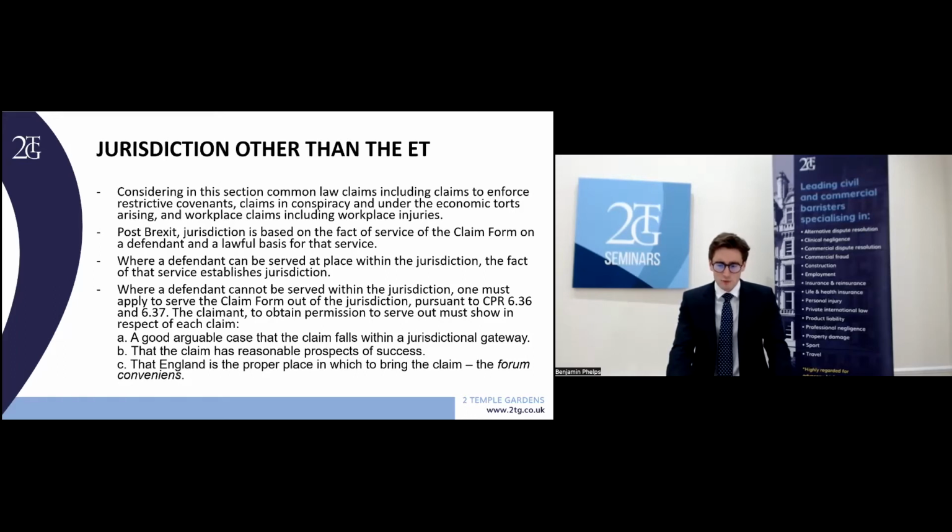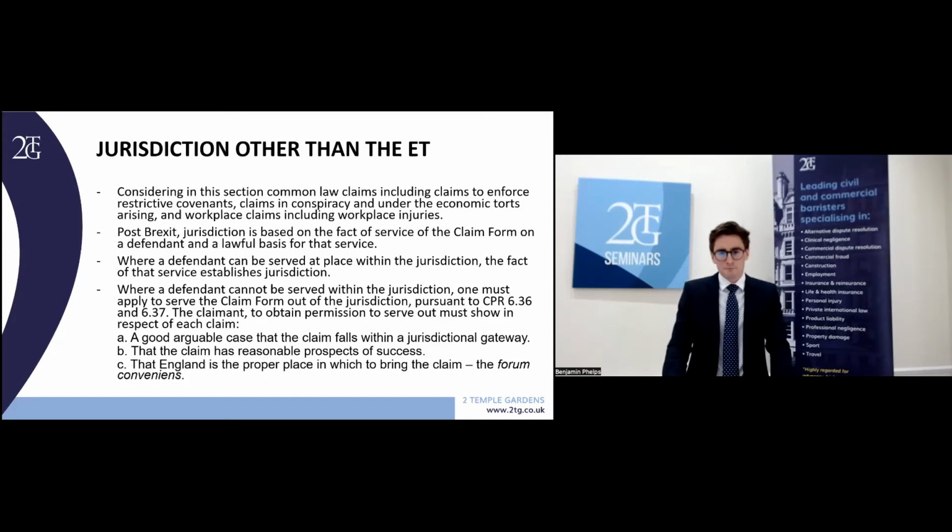However, where a defendant cannot be served within the jurisdiction, it's necessary to apply to serve the claim form on that defendant outside the jurisdiction. And that application for permission to do so is brought pursuant to CPR 6.36 and 6.37. When one applies for permission to serve out, a claimant has to show in respect of each claim brought a good arguable case that their claim falls within one of the jurisdictional gateways, that their claim has reasonable prospects of success, and that England is the proper place in which to bring the claim, or the forum conveniens.